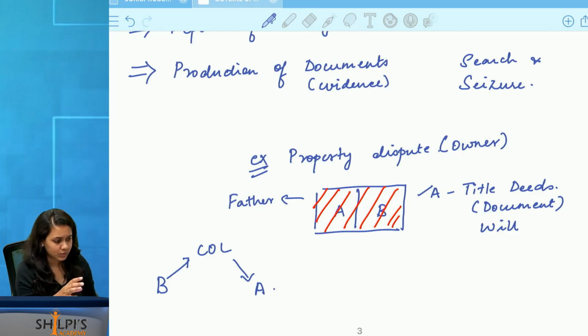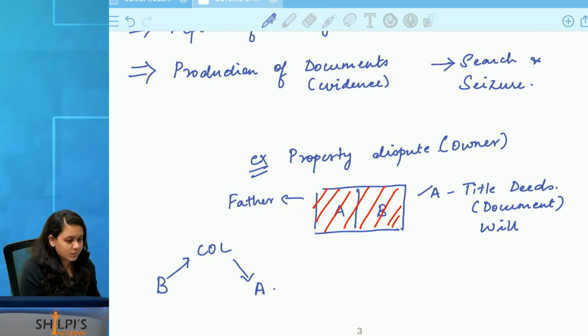Did you all understand the production of documents part? It's simply to direct someone else to bring the necessary evidence before the court. Now, what is this concept of search and seizure? Producing the documents is like you're asking nicely. You're telling the other party, I request you to come and produce those documents before the court of law. Search and seizure is happening against your will.